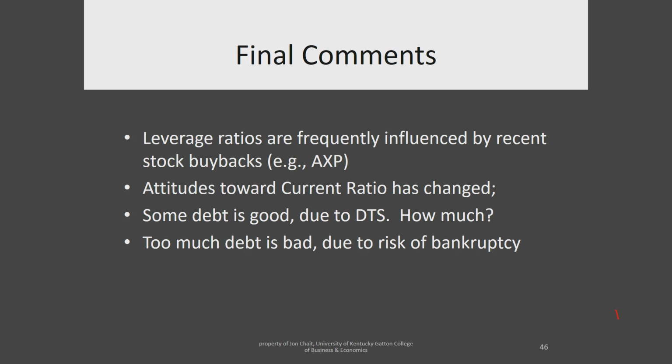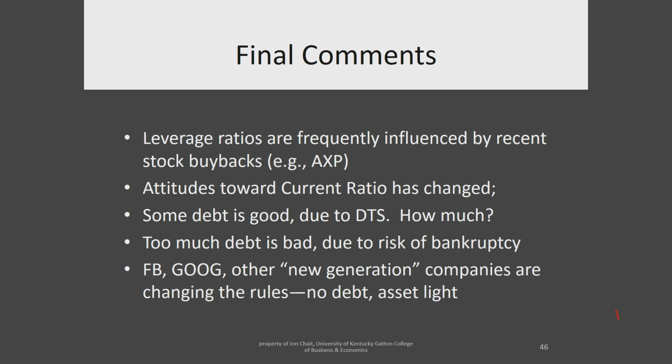But as we think here about analyzing and evaluating companies, we see that some debt is good because of the tax deduction, too much debt's bad. There's a new generation of companies that are changing the world, the rules of the game. Facebook and Google are the obvious ones, have no debt and are asset light.